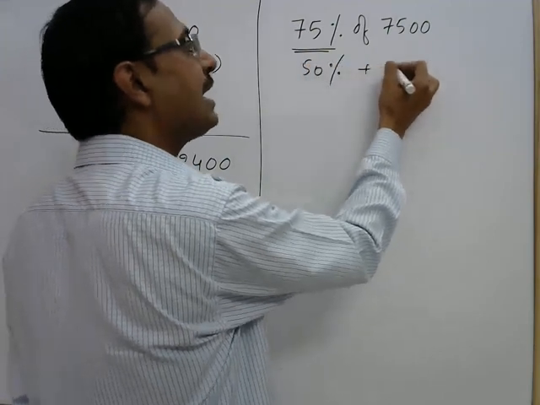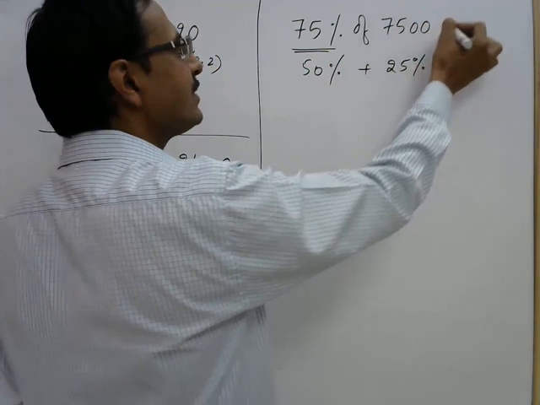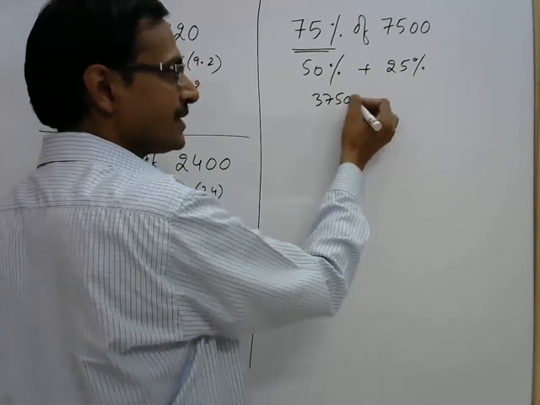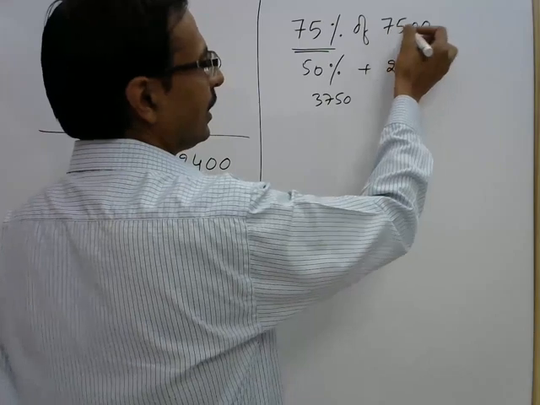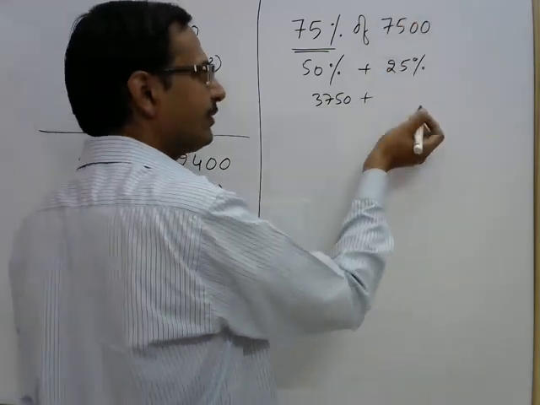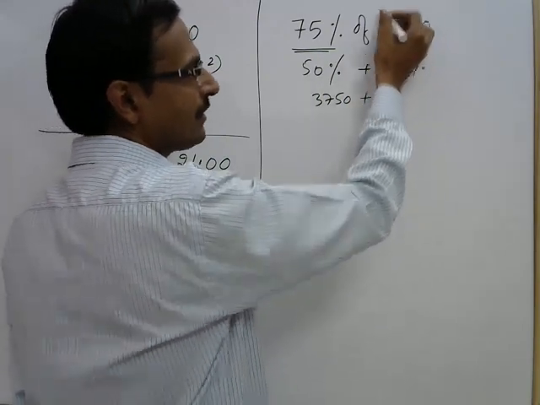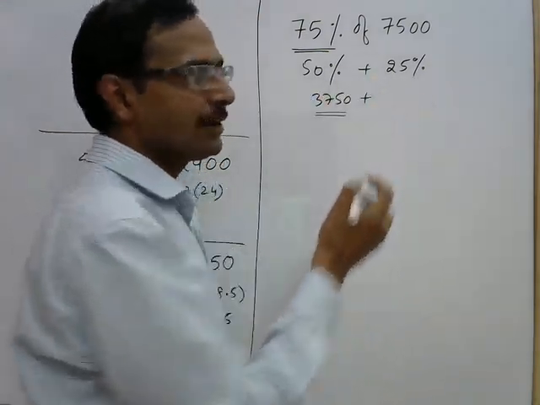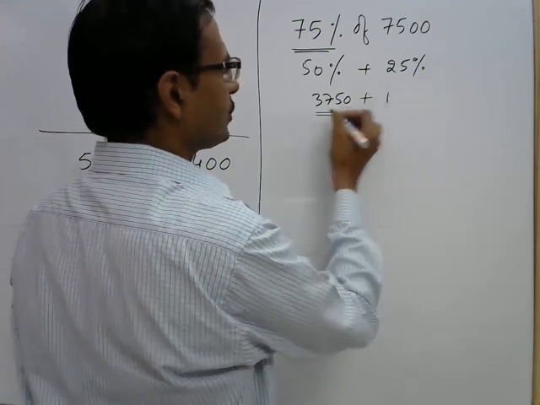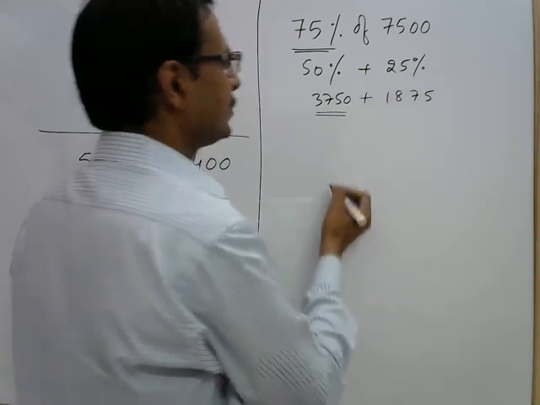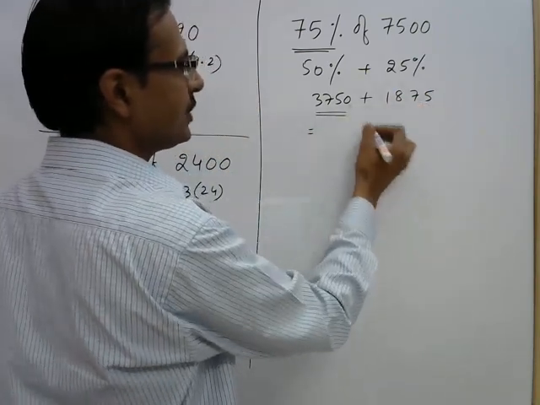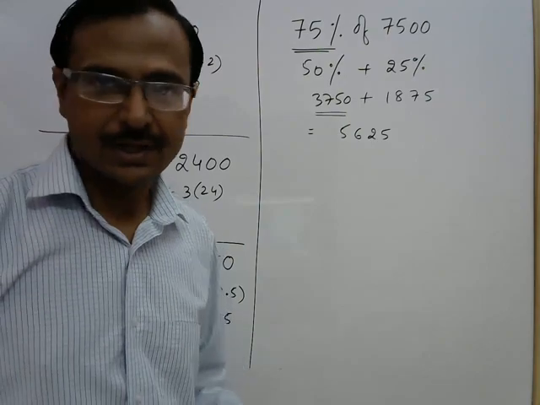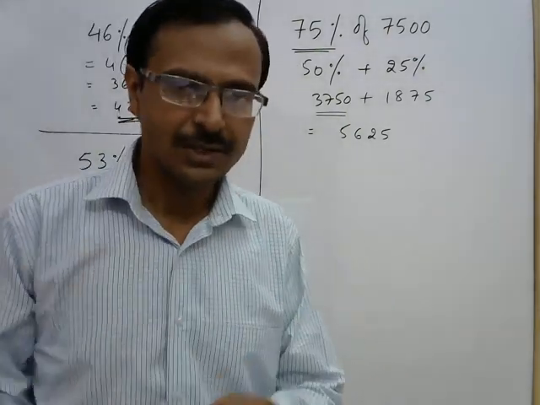So what is 75%? 75% is basically 50% plus half of that, that is 25%. And if you see 50% of this, 7500 becomes 3750 on halving, that is 50%. Another halving, you get 1875, that is 25%. So now you just need to add these numbers. 5, 7, 5, 12, 2, 1 carry, 9 and 7, 16, 6, 1 carry, 5. So 5625 is the correct answer there. So 75% is basically 50% plus 25%.